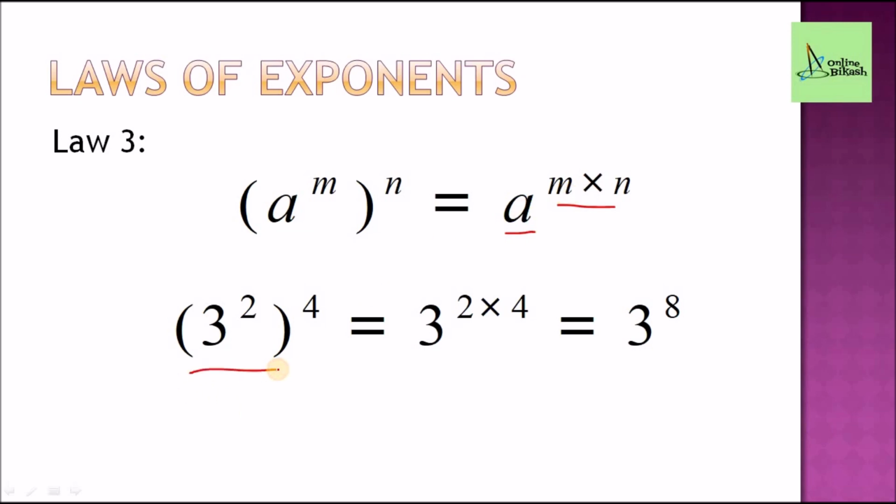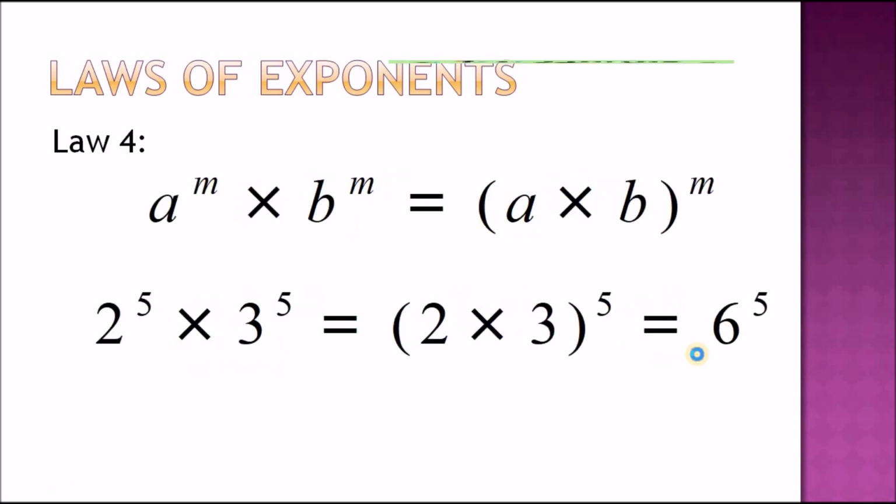3 squared, whole to the power 4. So here in this case, the powers are 2 and 4. Okay, a power of a power. The power 4 is the power of whose? It is the power of 3 squared. So the square is itself a power, and the 4 is the power of that square. So in that case you have to multiply the powers. That is 3 to the power 2 into 4, that is 3 to the power 8. I hope it is clear with you.